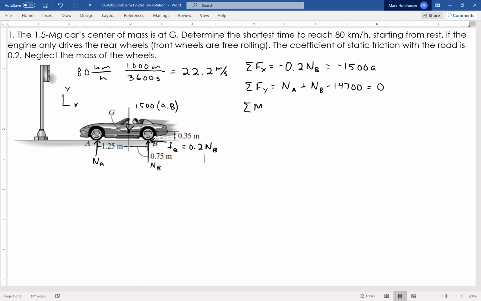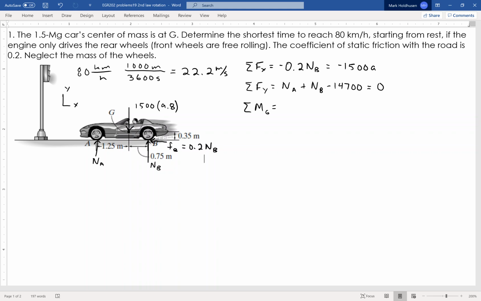Now, I have to sum the moments about G. Well, I don't have to, but the way that I'm going to teach this, it's always best to sum the moments about G. You can also go about a point of pure rotation. However, we don't have that in this situation. I've got translation, so I'm going to sum the moments about G to make my life a little easier.